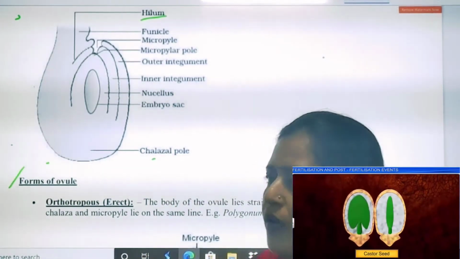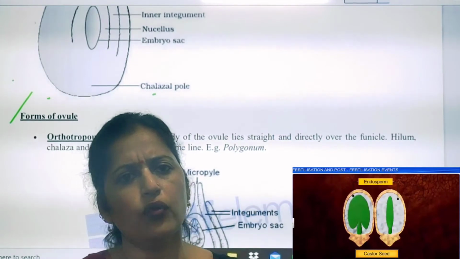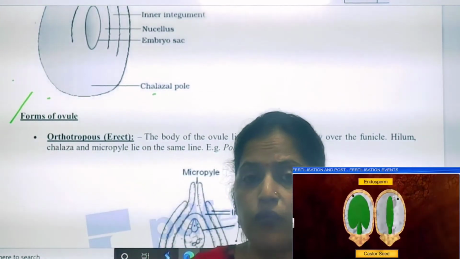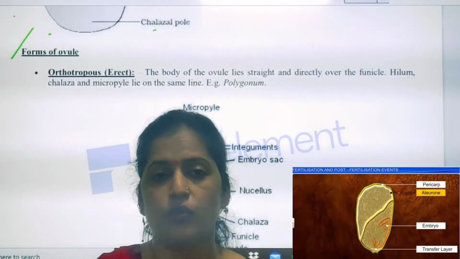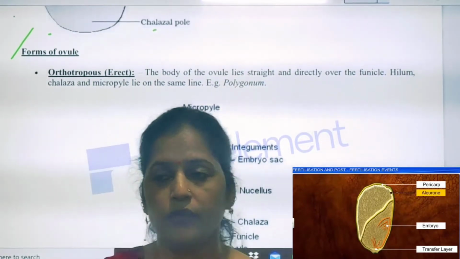Next are the forms of the ovule. How many types of ovules are present? That means there are various types of ovules present in the ovary. So let us start with the forms of the ovule and discuss them one by one.